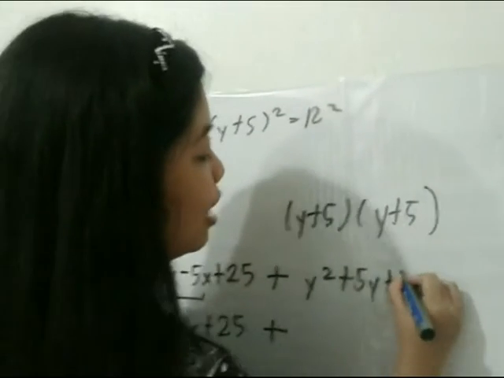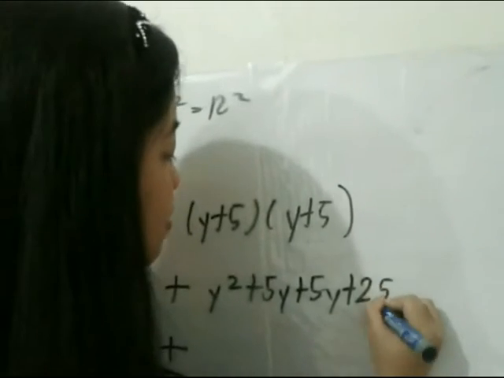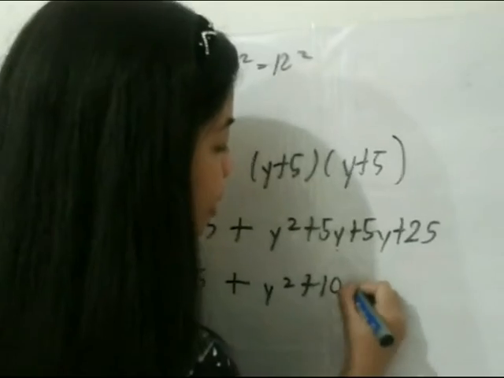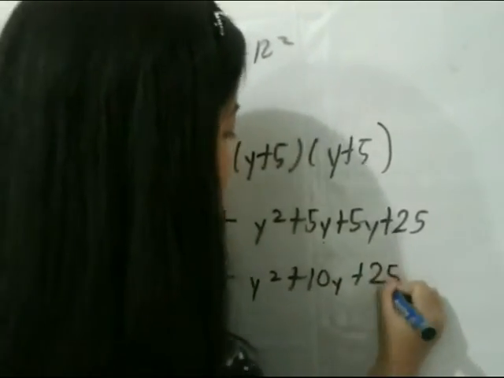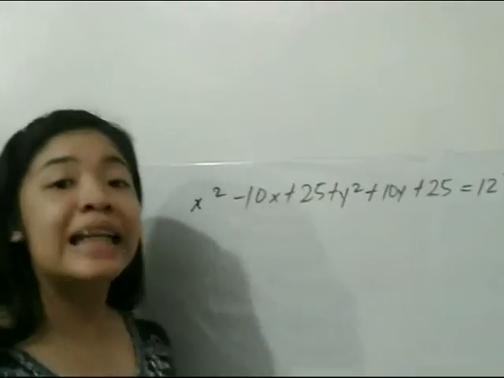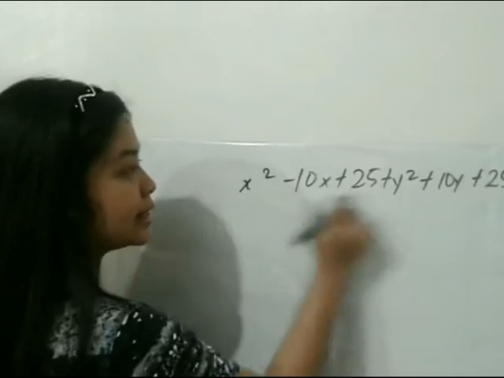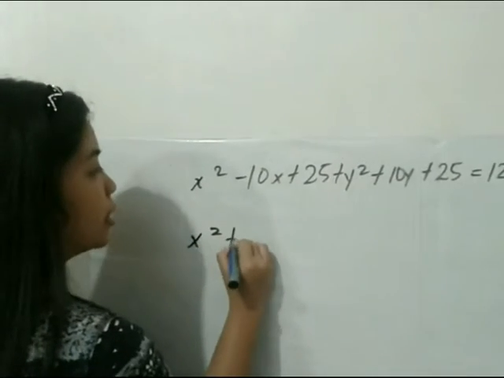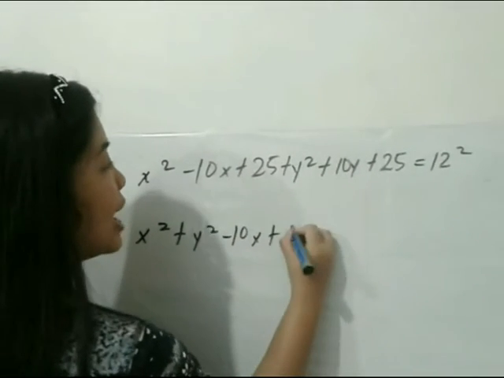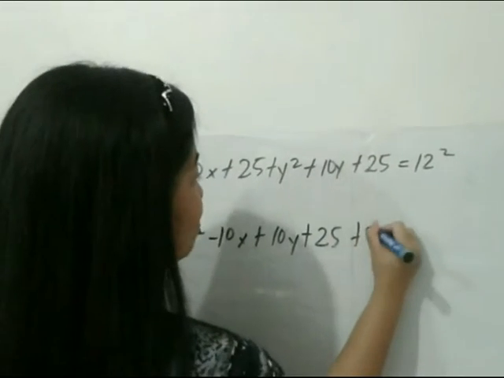5 times y, 5y. 5 times 5, 25. Now we have y squared, combine the like terms, 10y plus 25. Now, this is the general form. Now for the final step, we combine the like terms, x and y. X squared plus y squared minus 10x plus 10y plus 25 plus 25.